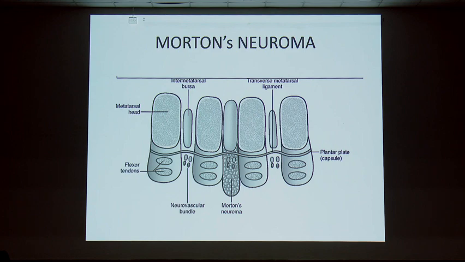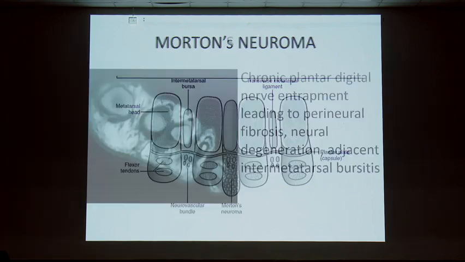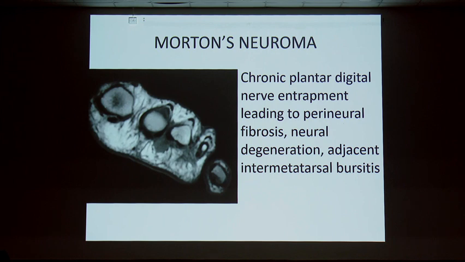What is Morton's neuroma? First of all, it is a misnomer. It is not at all a neuroma. It is nothing but entrapment of the plantar digital nerve. Because of that, there is excessive perineural fibrosis. You can see the normal interdigital nerve will be seen like this. Because of entrapment at the web spaces, it will produce significant perineural fibrosis.